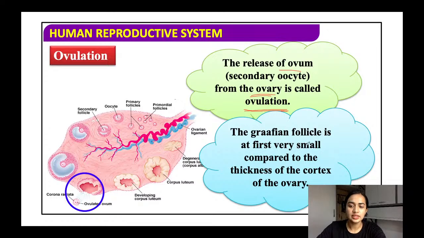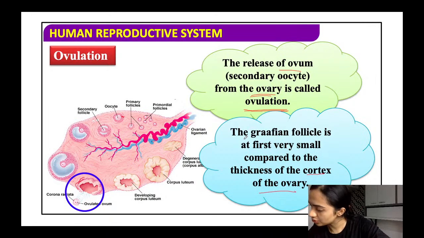is at first very small compared to the thickness of the cortex of the ovary. So earlier we saw that the Graafian follicle was very thick, but when ovulation is about to happen, see how thin this layer is. So the thickness of the layer of the Graafian follicle has decreased.